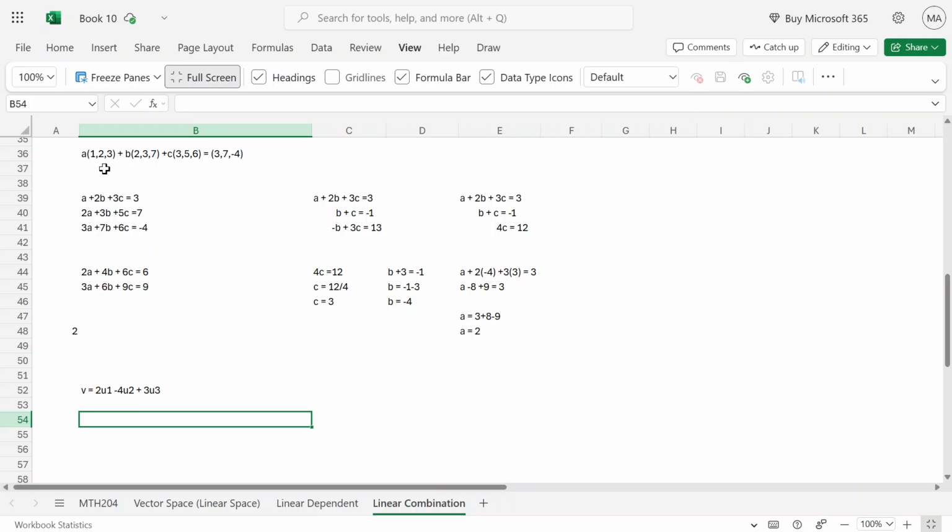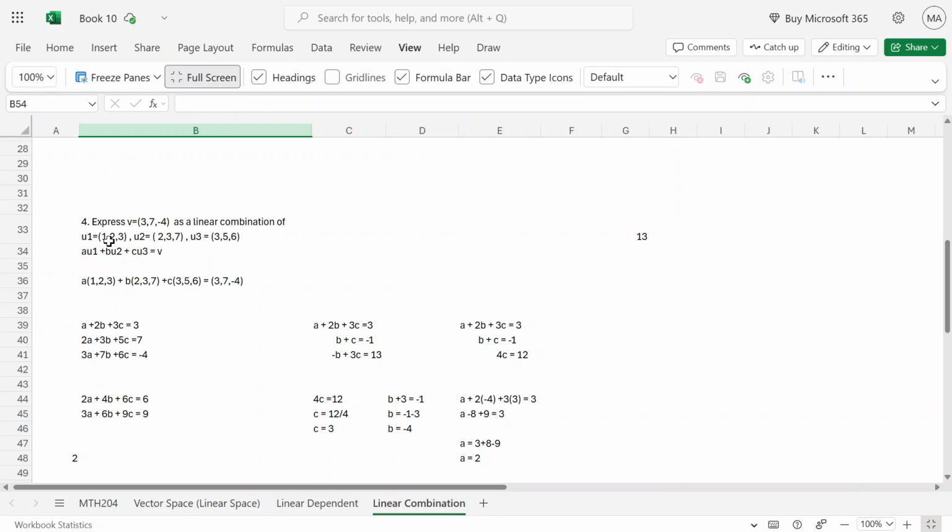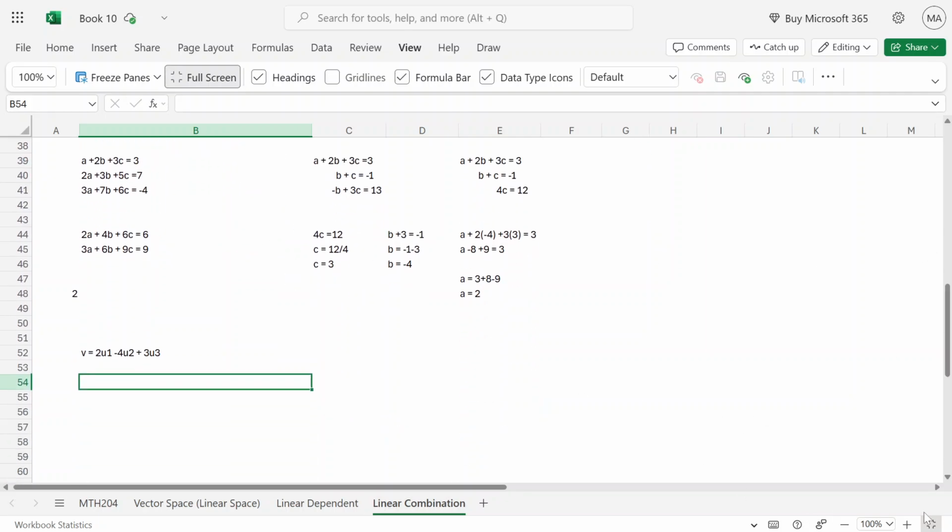You can verify this by just multiplying those values with their scalars, then prove if it equals v. You can do that, but you don't have to do it in your exam if you are sure of it. But if you are confused, just confirm it and you'll be good to go.